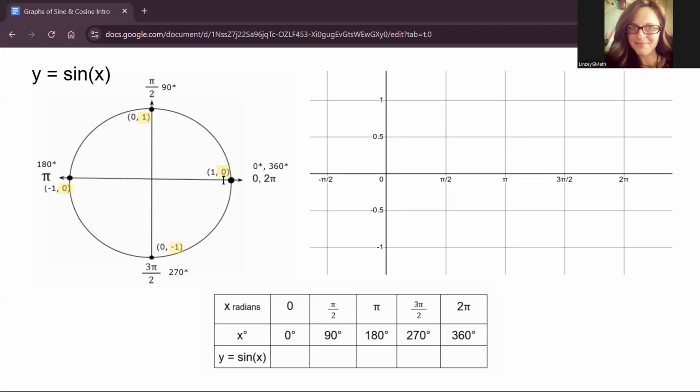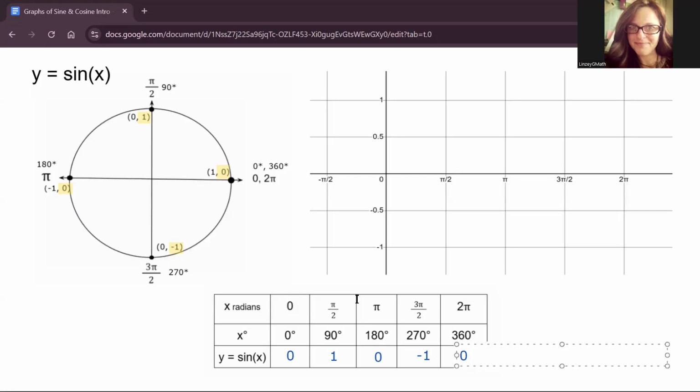Sine of 0 is the y coordinate of this point. Sine of 0 is 0. Sine of pi over 2 radians is 1. Sine of pi radians is 0. Sine of 3 pi over 2 radians is -1. And sine of 2 pi is 0.